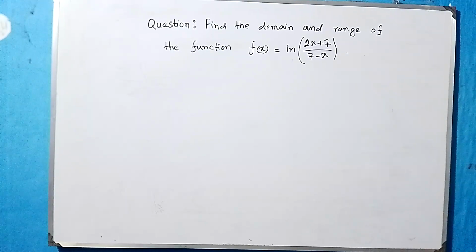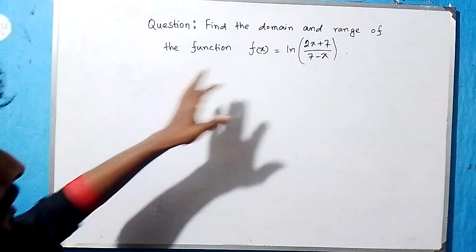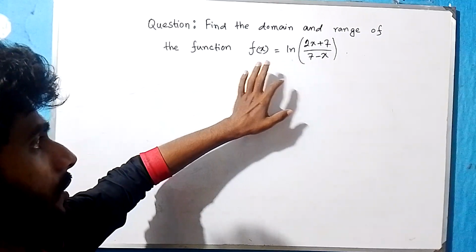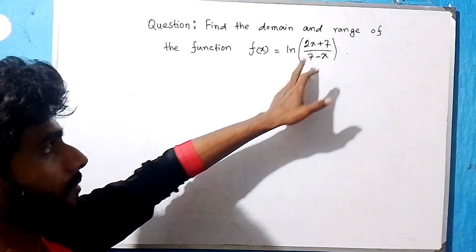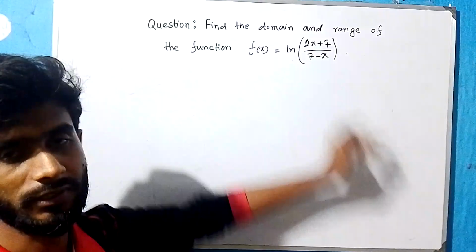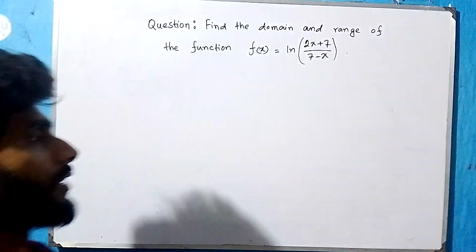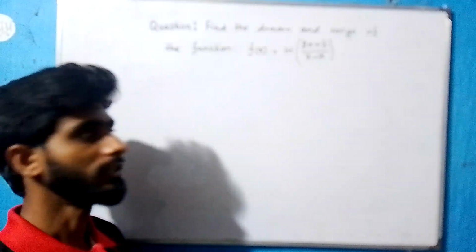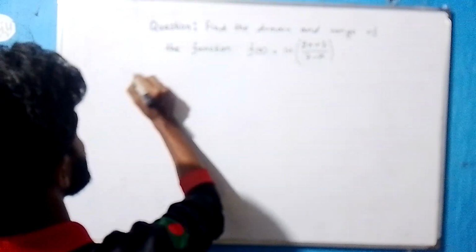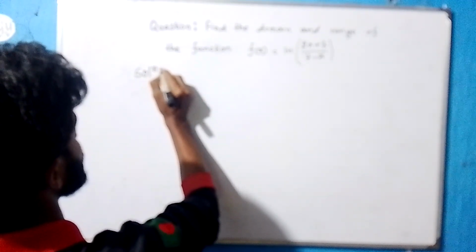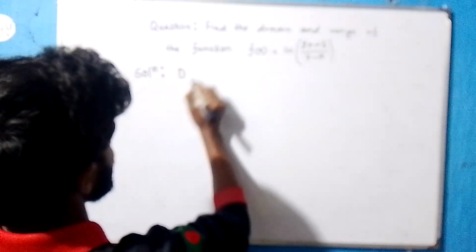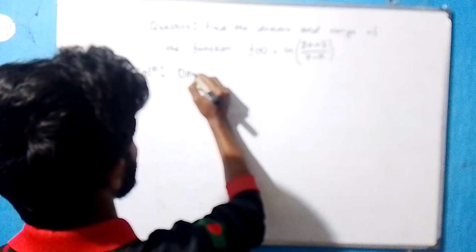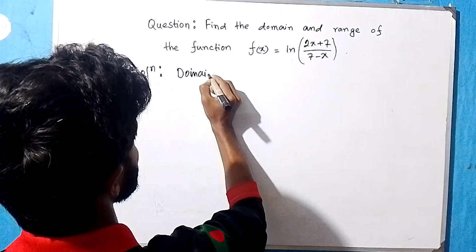Alright, we have the problem here from function, and we are to find the domain and the range of this function. So the function is f of x equals ln of (2x plus 7) divided by (7 minus x). So our first target is to find the values of x, that is the domain. So our solution, first we want to find the values of x, domain.